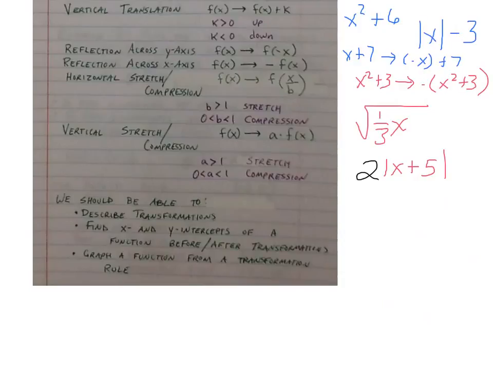For this skill, we need to be able to do 3 things. First, we should be able to describe transformations, which we're pretty practiced in. Next, we should be able to find the x and y intercepts of a function before and after transformations. And finally, we should be able to graph a function from a transformation rule.